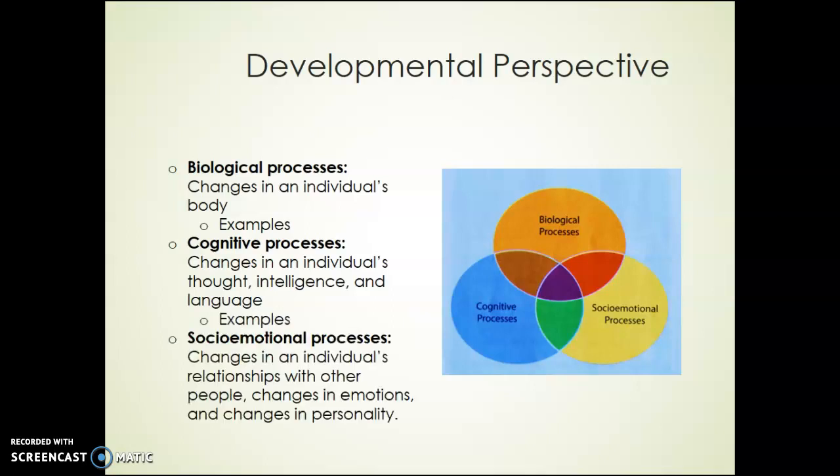And then our social and emotional processes. And these are changes in an individual's relationship with other people. They're changes in emotions, and they're changes in personality. And this happens through time with experiences with others. And all of these come together. So the biological processes, the cognitive processes, and the socio-emotional processes, they come together to really help us understand holistic development and what it means to develop as a human.